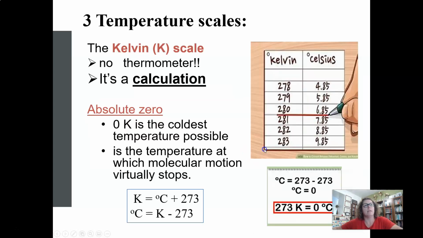Okay? So in the next slide, as you see, is Kelvin. It's not a thermometer. It's a calculation. So this is the point I was trying to get with the picture.